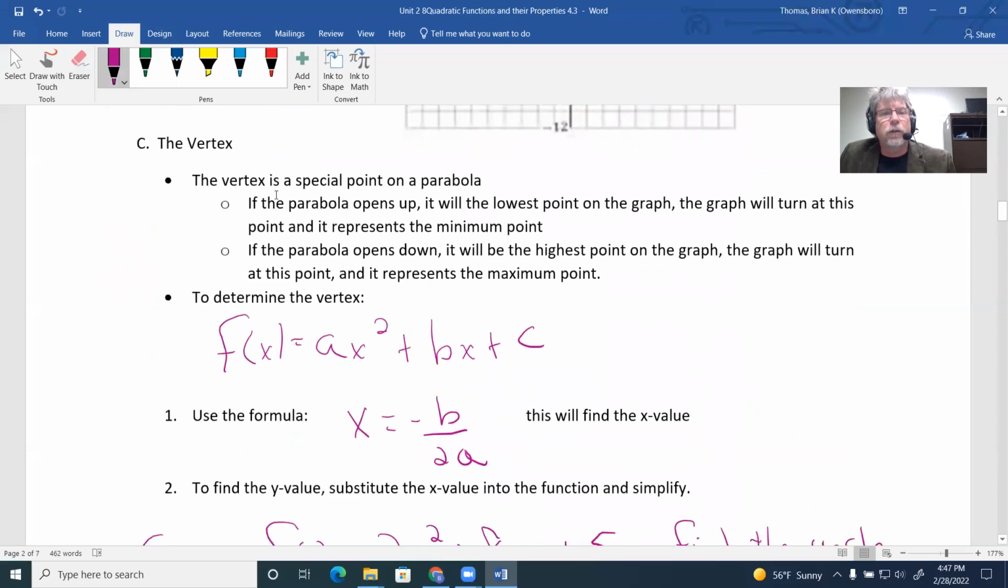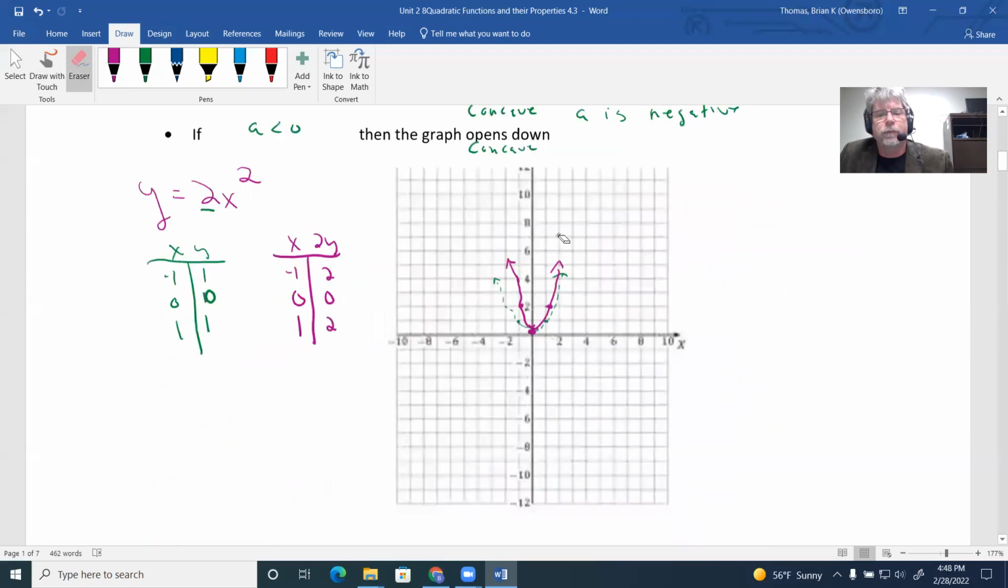So next thing we're going to get into is the vertex. A vertex is a special point on which, if the parabola opens up, it's going to be the lowest point on the graph, which we would call a minimum. And this graph will turn at this point. And as I said, this will be a minimum point.